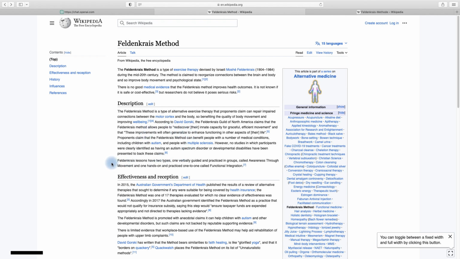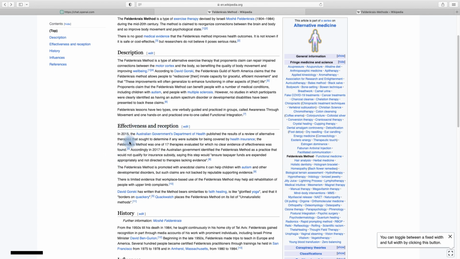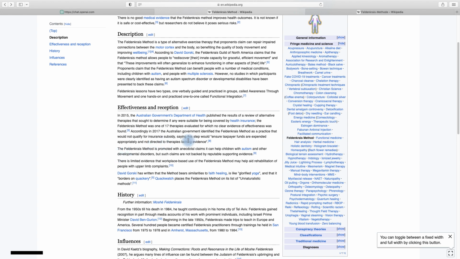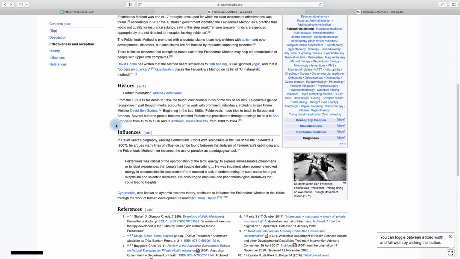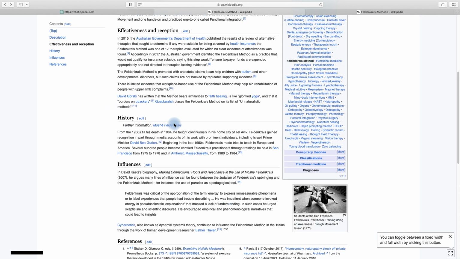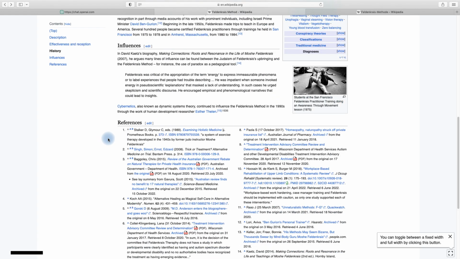Right, so we have a few quotes here. Effectiveness and reception. So again, this is about medical studies. Accordingly, the Australian government identified the Feldenkrais method as a practice that would not qualify for insurance subsidy. So again, because there is not enough medical evidence on the effectiveness of Feldenkrais. We don't really have information about ATM and FI, which are the two components of the Feldenkrais method. And that's pretty much it.